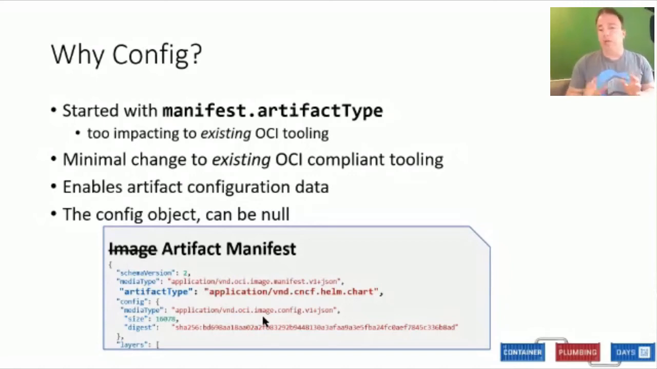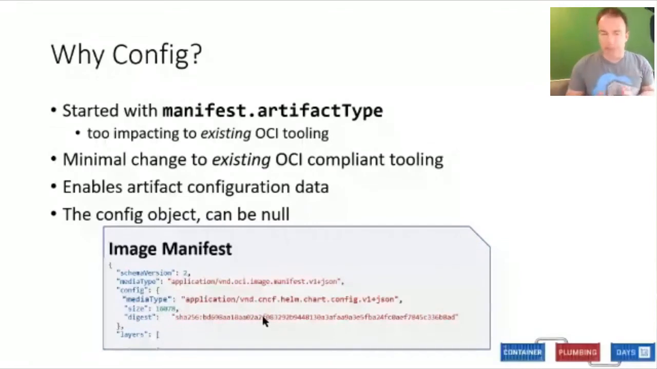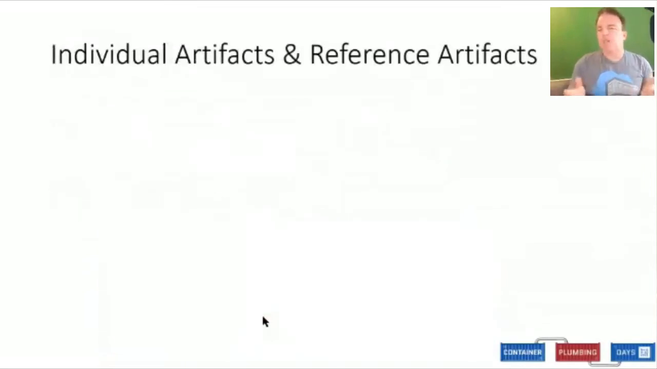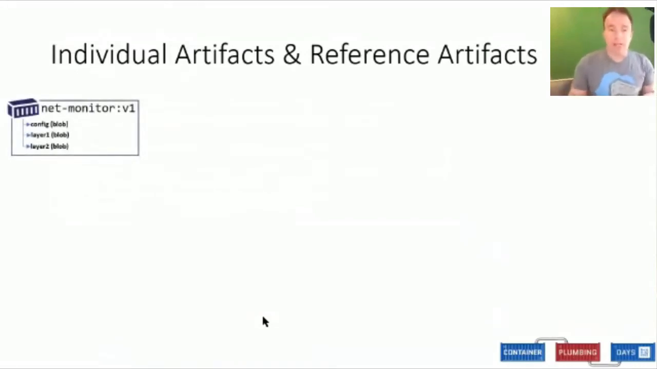So we basically had, all right, well, this really isn't an artifact manifest. It's still an image manifest that we're kind of using this media type to pivot on a bit. And that was good enough for a while. But now we're starting to think about the next evolution of things that we want to store in a registry.